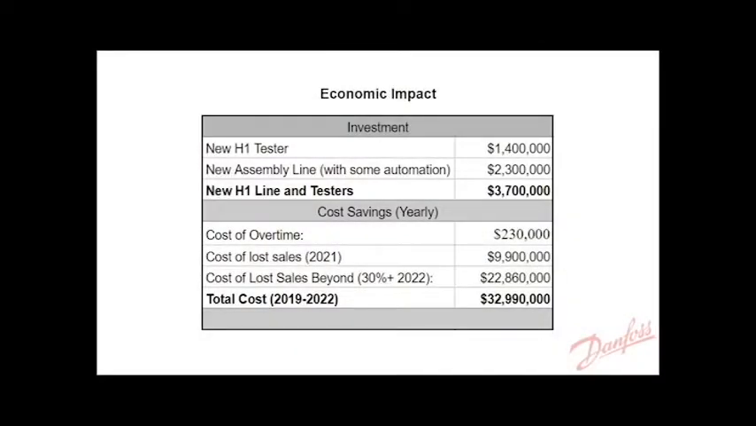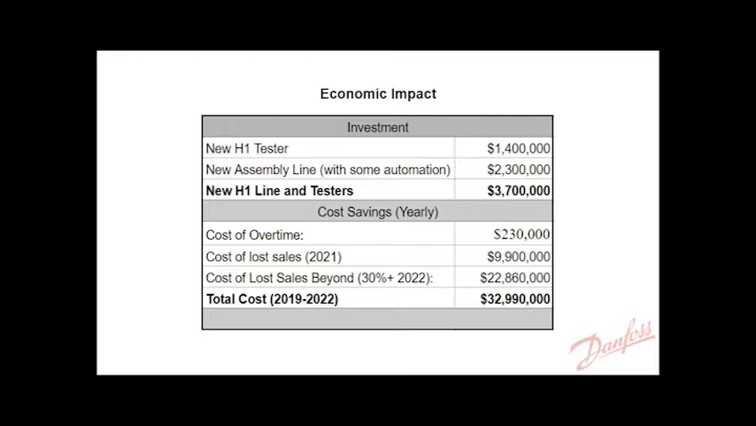Since the H1 line was at capacity and running overtime, there was plenty of opportunity for economic impact. The economic impact of the project was determined by comparing the cost of not implementing the project to the total investment. The main costs avoided were overtime for 2019 and 2020, as well as the lost sales due to the forecasted demand of 2021 and 2022.